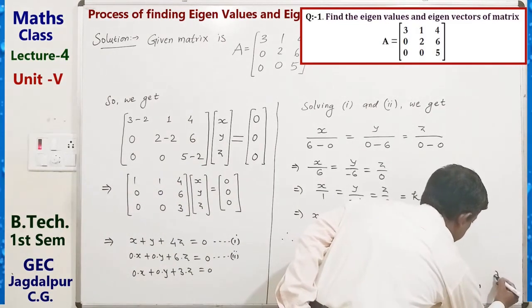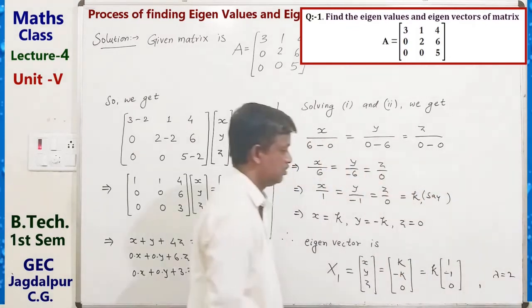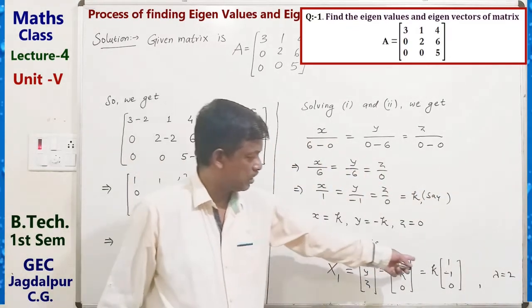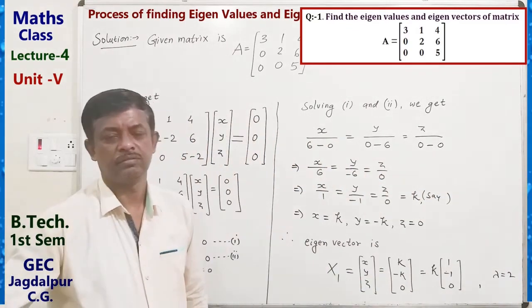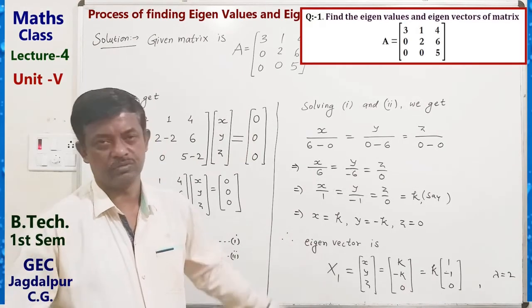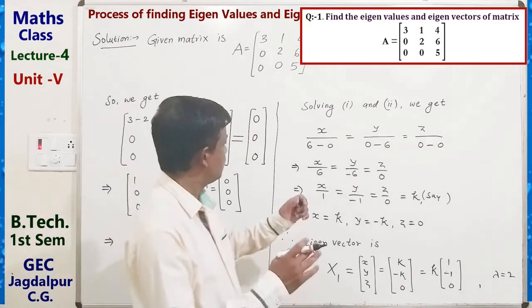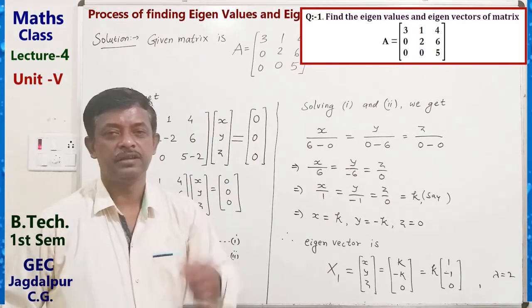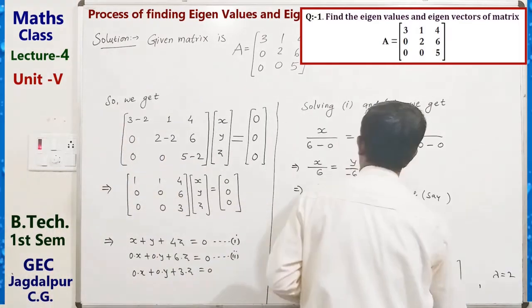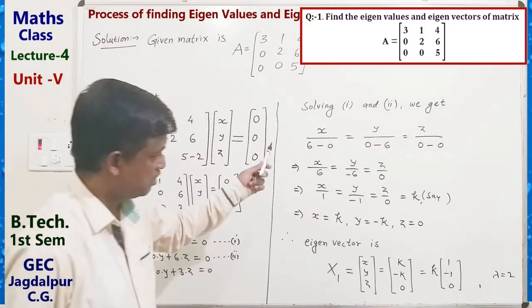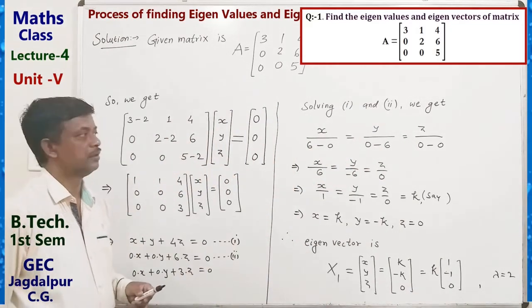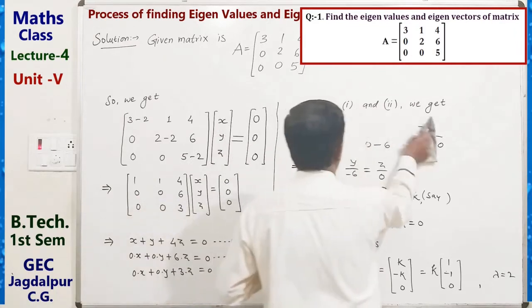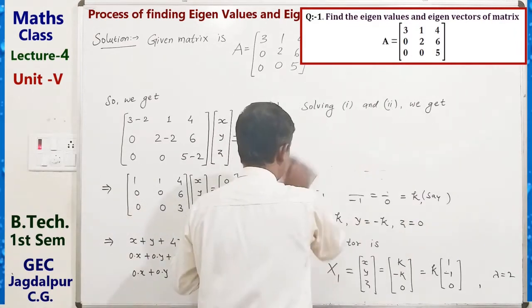Here lambda equals what? 2, corresponding to 2. There are infinite values if we put k equal to 1, 2, 3, 4 and so on. By a similar process, just find the remaining 2 eigenvectors. Okay, the solving process is this. Clear? Now for lambda equals 3, after 2.